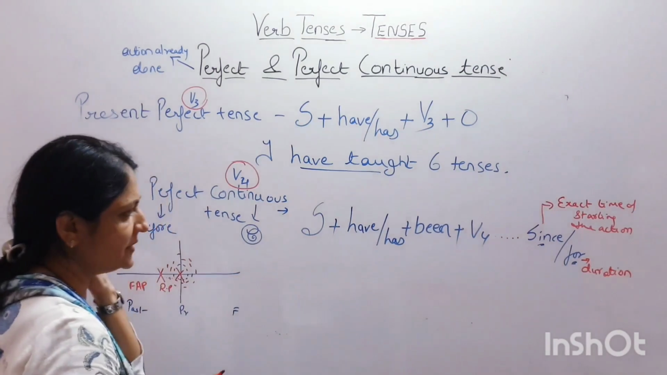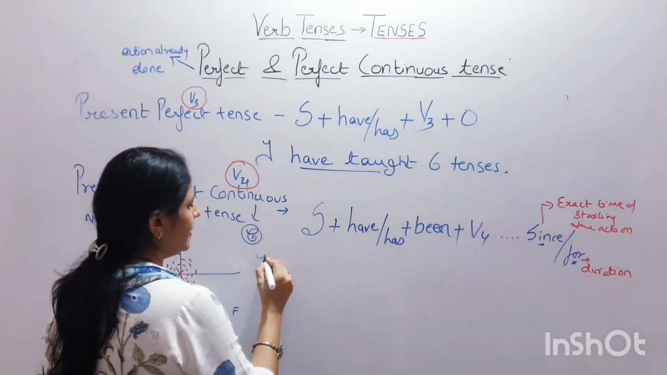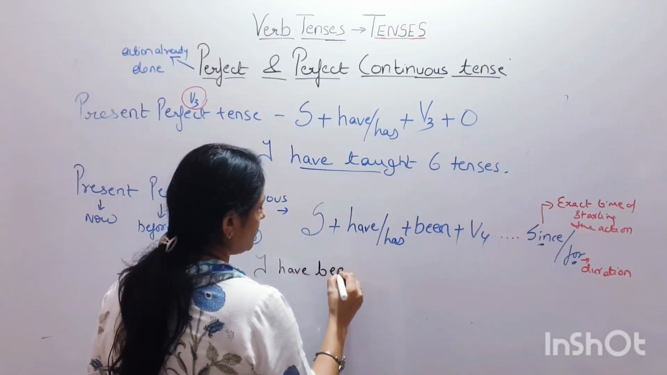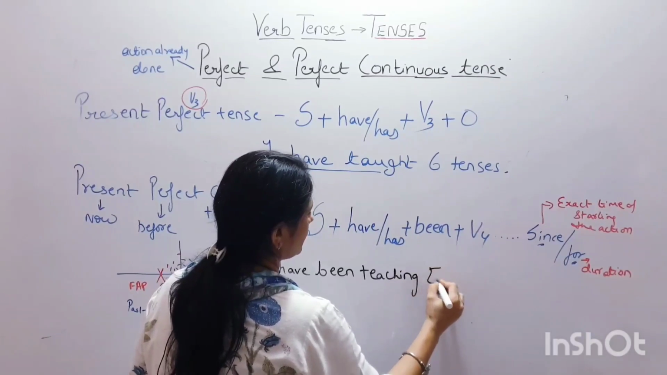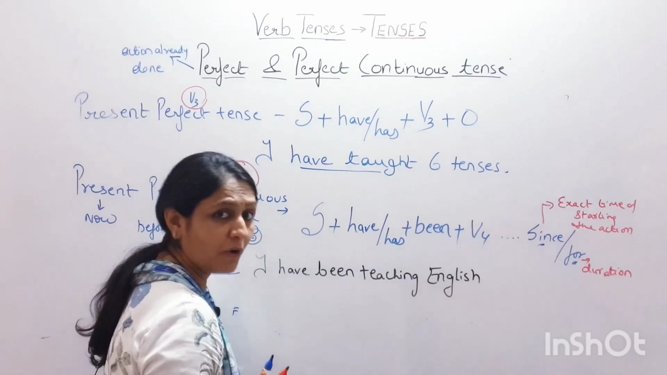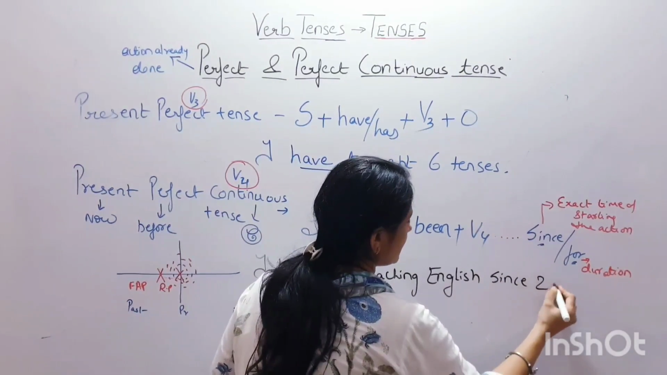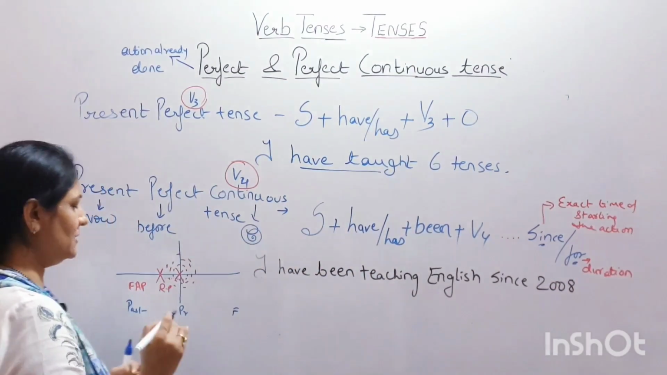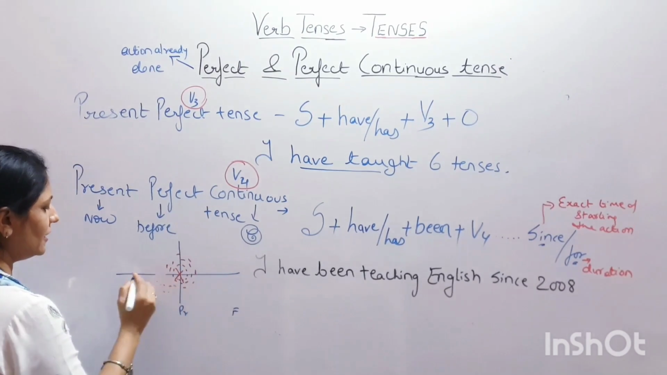Now let's make an example. The example here can be, I have been teaching English. From when? Now suppose if I specify the time. Since 2008. This means, let's consider, now let's again see the diagram.